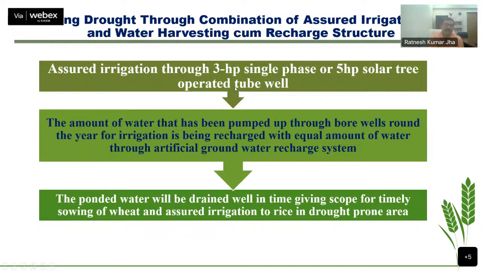So we have assured irrigation through three single phase tillage or 5-inch solar pumps, and the amount of water that has been pumped up through bore wells is replenished by an equal amount of artificial groundwater recharge system. And pond water will be drained out in time, giving scope for timely sowing of wheat.